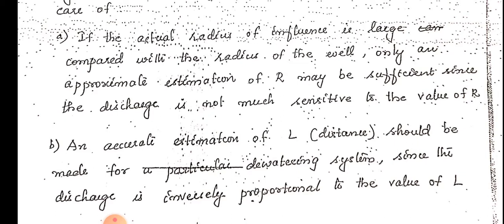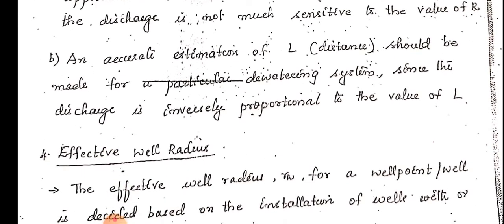So if the radius of influence, that is, the distance between that well or aquifer and the site, is very large, then we don't need to determine this radius of influence with great accuracy. Okay, then an accurate estimate of distance should be made for a dewatering system since the discharge is inversely proportional to L. So if the radius of influence is very small, then the discharge of water or the seepage of water will be very high towards the site. So we need to accurately find out this radius of influence. It can be carried out by using a field pumping out test.